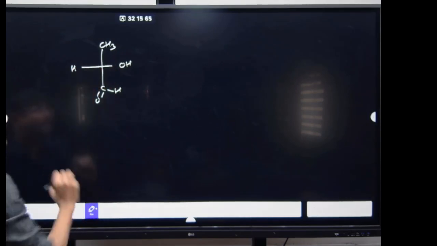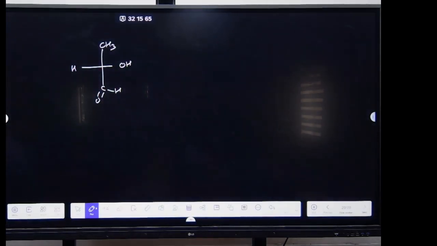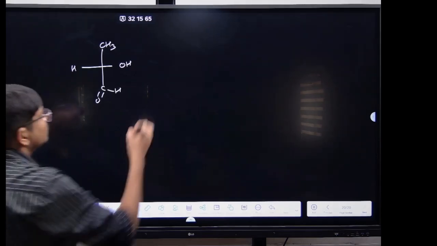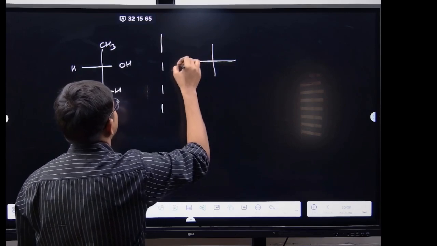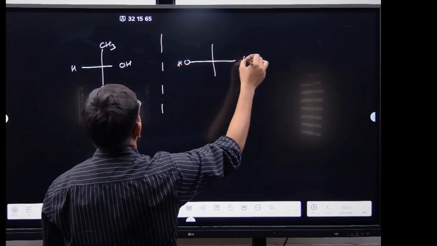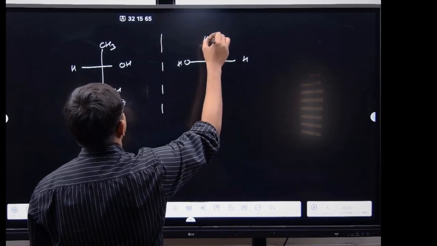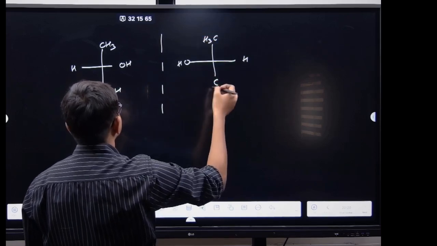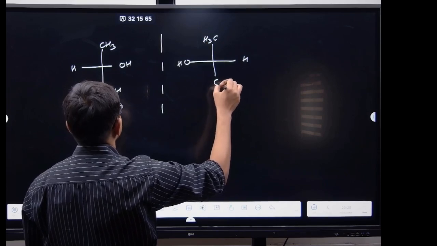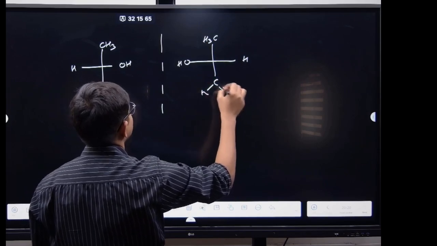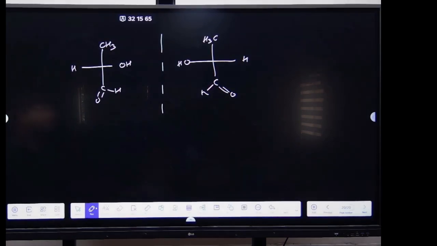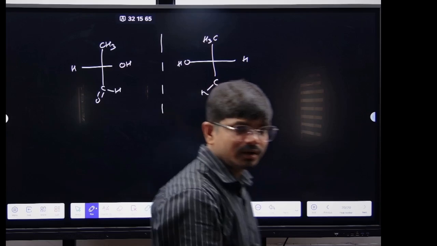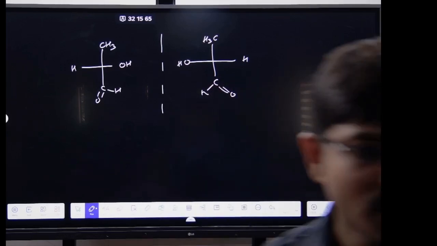Obviously this one is the chiral one, right? This one is basically the optically active one. So what will its mirror image look like? The mirror image will look like this one. You will have the OH, the H, the CH3, and the C, right? Basically your H comes here, and you will have this one. So basically these are non-superimposable mirror images. These are known as enantiomers. Got it? These are basically enantiomers.